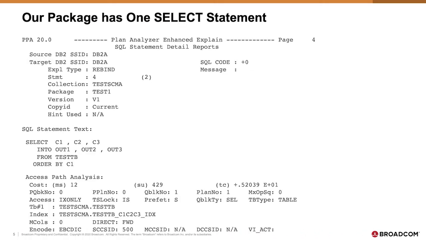Our explain has been executed, and you can see in the SQL statement detail report our SQL statement text. For this particular package, the SQL statement is select C1, C2, C3 into out1, out2, out3. Those are our 3 global variables from test_tb ordered by C1. We can also see our table name, test_tb, and our index, test_tb_C1_C2_C3_IDX, as our index that is used to access the data.